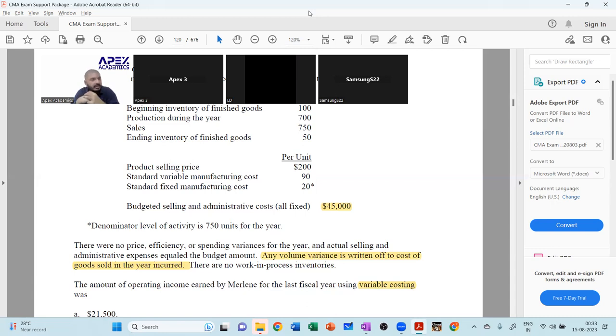Are you with me? It is a variance. It has to be considered. But will you take this in marginal costing? No. Where will you take this? In absorption costing. Will you take this in marginal costing? The answer is no.